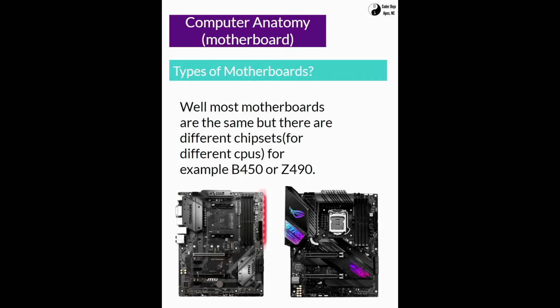They're mostly the same and serve the same purpose, but for different platforms like AMD and Intel, there are different chipsets, so for different CPUs. For example, B450 for AMD and Z490 for Intel. The RAM plugs into the slots on the side, and then the CPU plugs into the middle, which is the main heart of it. And then the RAM here, your graphics card here, and then your storage connects to this motherboard too.